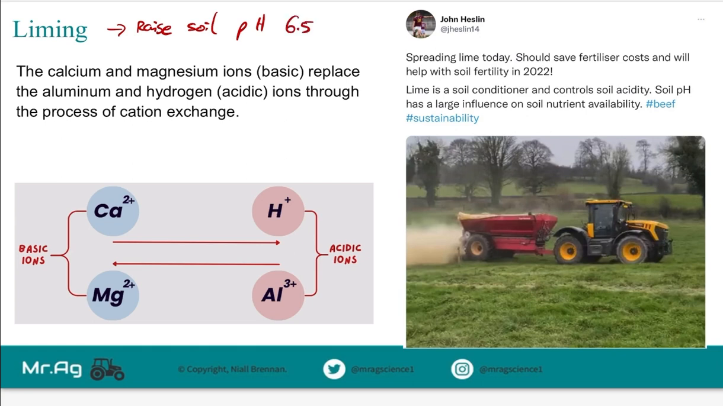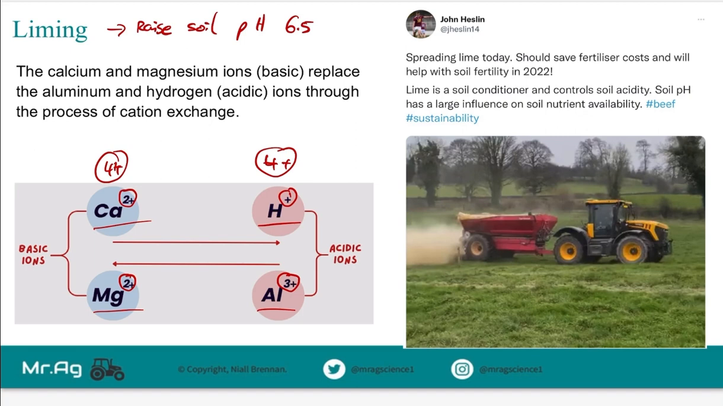So we are adding in our basic ions here, our calcium and our magnesium, and we're replacing them with our acidic ions, hydrogen and aluminium. So hopefully you will notice that our calcium 2+ and our magnesium 2+, that is 4+ in total, replaces our hydrogen, which is +1, and our aluminium, which is +3, and that's also 4+.